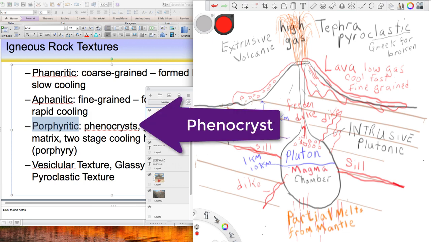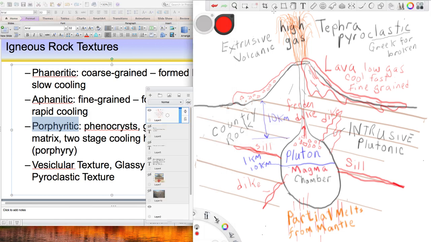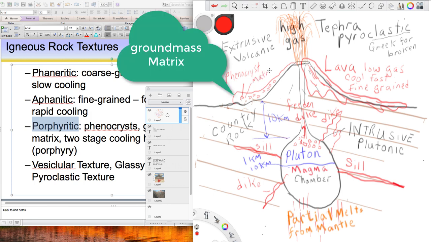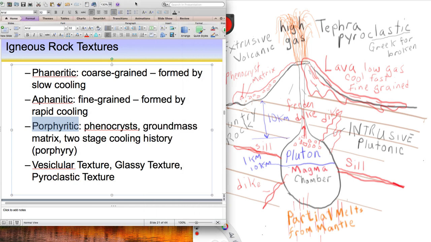So that's where we get this word phenocryst. A phenocryst is a visible crystal. So the phenocrysts are the ones that are visible. In the porphyritic texture, this would be the phenocryst. The area where there are no crystals, we call the matrix, or the ground mass matrix. Usually I think of rocks that have this porphyritic texture like a chocolate chip cookie. The phenocrysts would be the chocolate chips, and then the dough is the ground mass matrix, right? That's an example of a two-stage cooling history. And sometimes people just call this rock a porphyry.